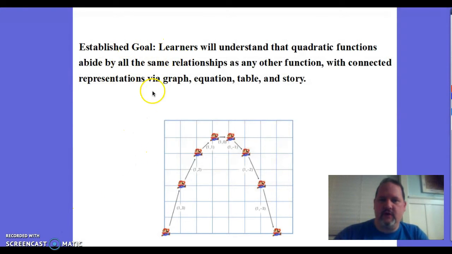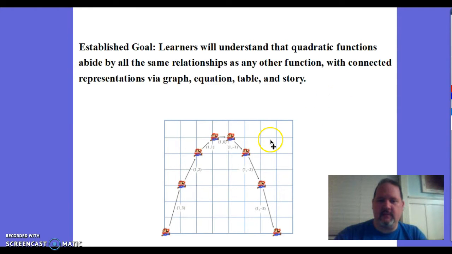So the goal of this lesson is quadratic functions, okay? It took a little while to come to a consensus and figure out what the real goal is, and some of these other things I'm about to go over. I just want students to understand that quadratic functions have relationships, just like other functions. There are connections between the graph, equation, table, and what I like to call the story, right? An application problem, a word problem, okay?